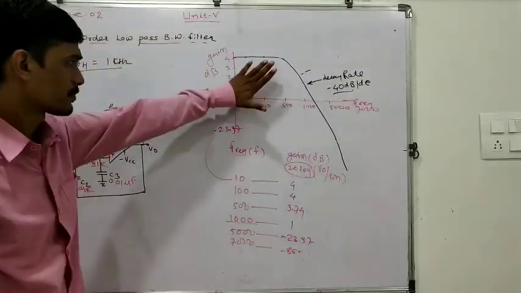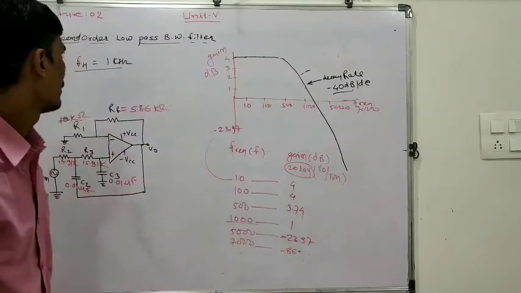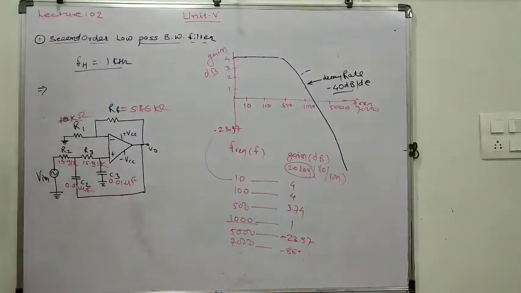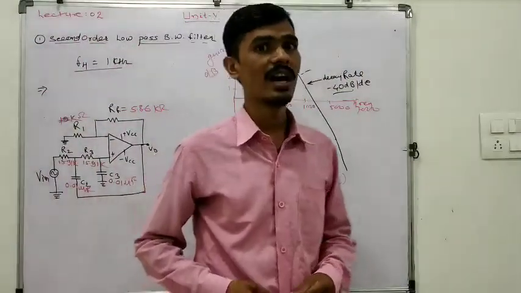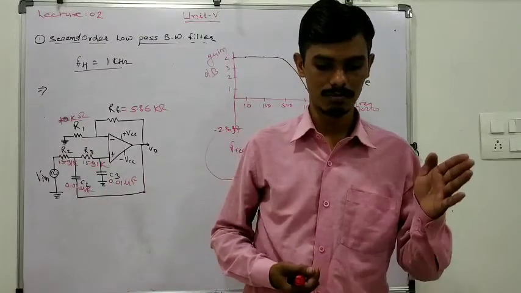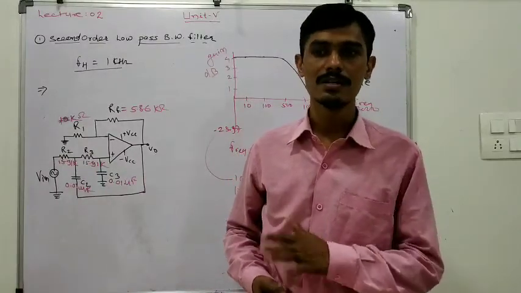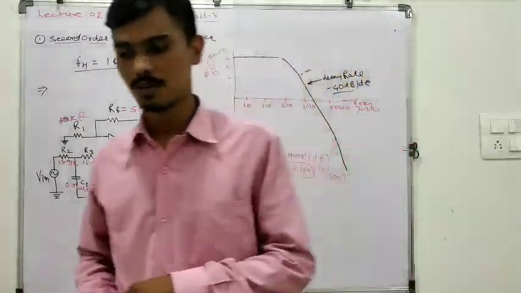So this was the second problem, of the second order low pass Butterworth filter. So here we have just completed the two problems, that is the first order low pass filter and the second order low pass Butterworth filter. So in the next lecture we are going to start the high pass filter, that is the first order high pass filter and the second order high pass filter. So thank you very much.